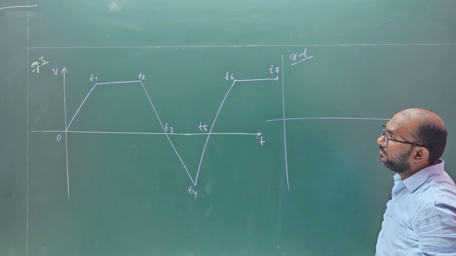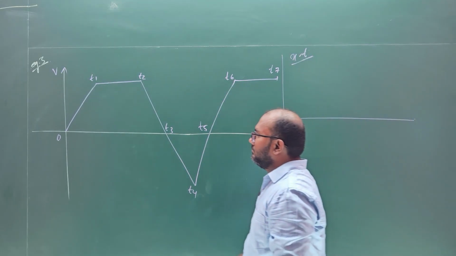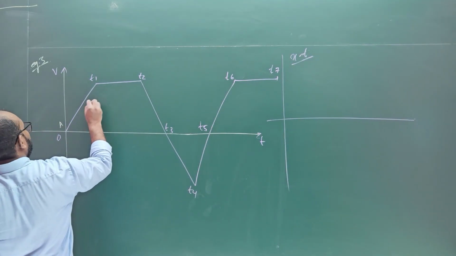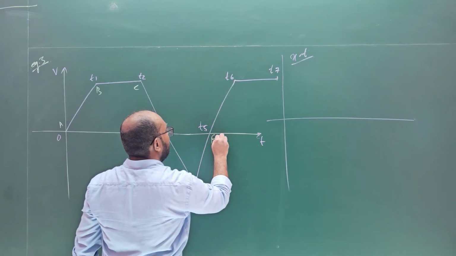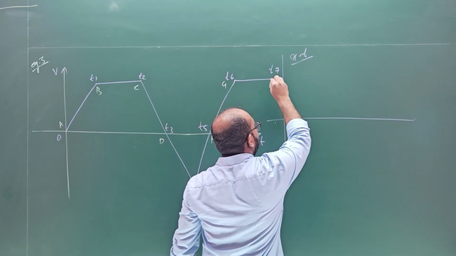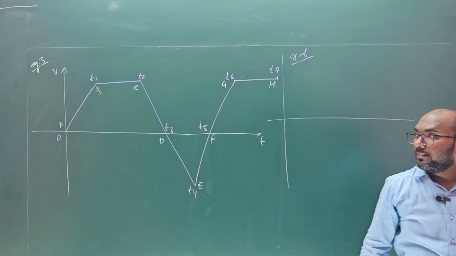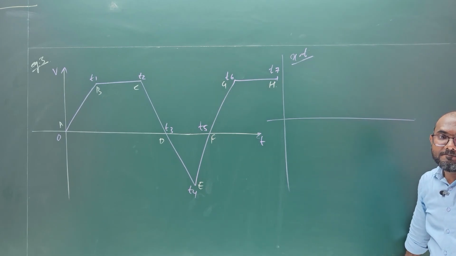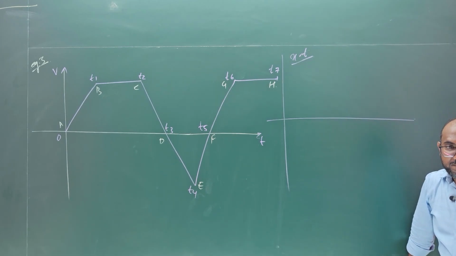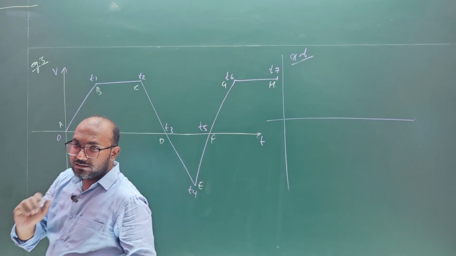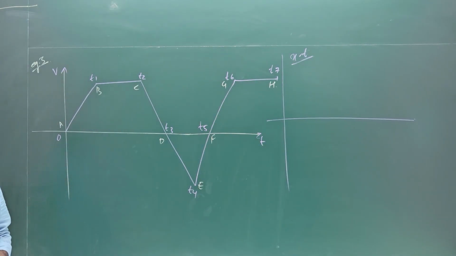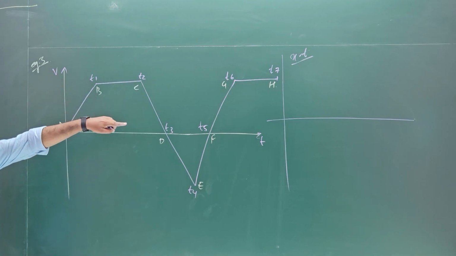Now, listen carefully. A to B, naming ceremony. So this is your A, B, C, D, E, F, G, H. Now tell me, A to B, what is happening? Velocity is increasing. If velocity is increasing, the curve should be like this or like this. Kaisa hona chahiye curve? Tell me, A to B, what should be the curve over there?